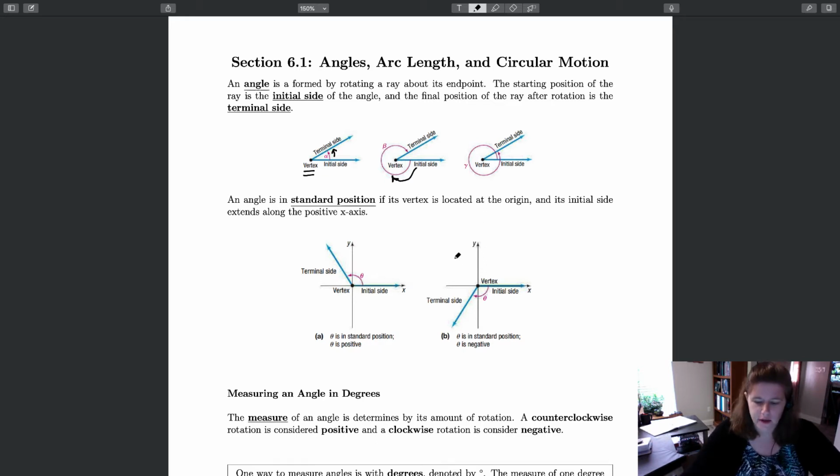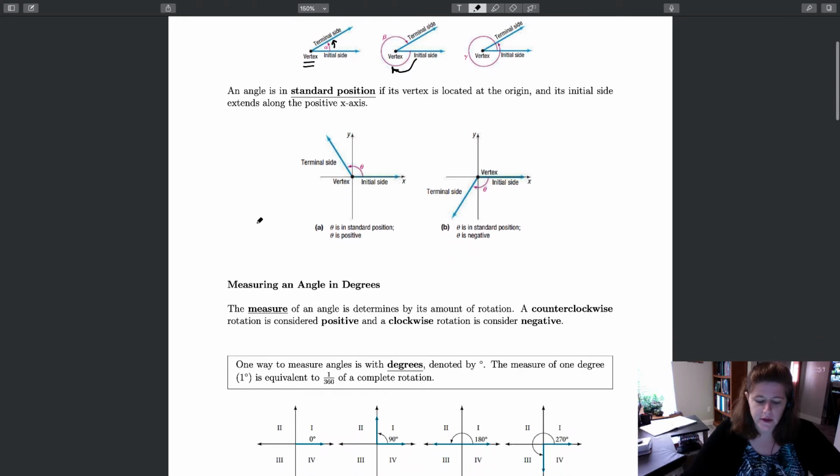An angle is said to be in standard position if its vertex is at the origin, or the point 0, 0, and the initial side is along the positive x-axis, and then it opens up from there. An angle can be in standard position if it's positive and opening counterclockwise, or if it's negative and opening clockwise. They are both considered in standard position because you have that vertex at 0, 0 and the initial side along the x-axis.